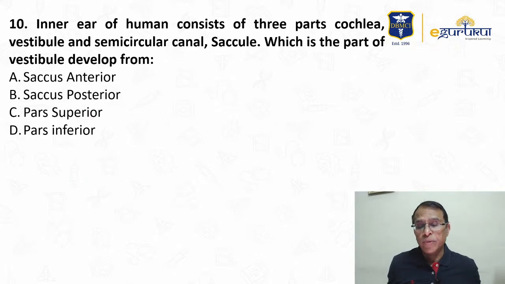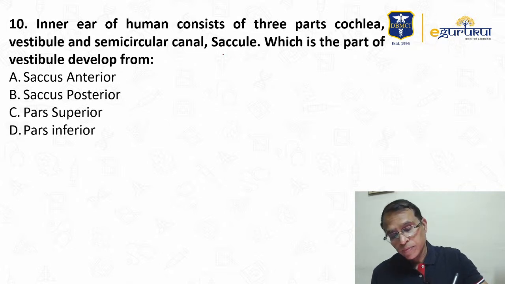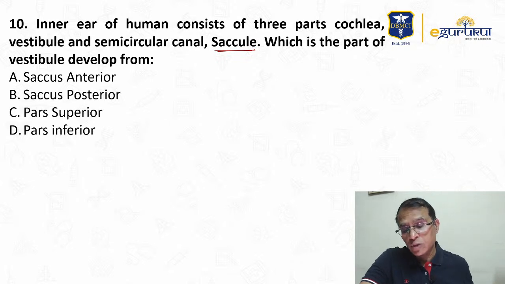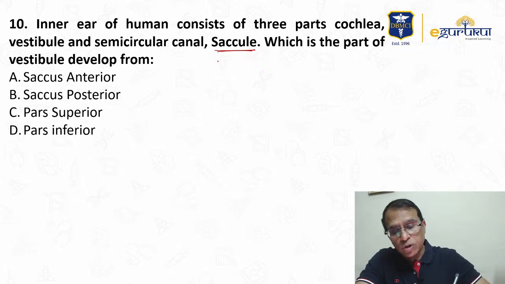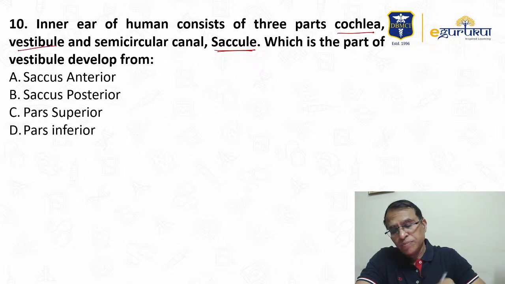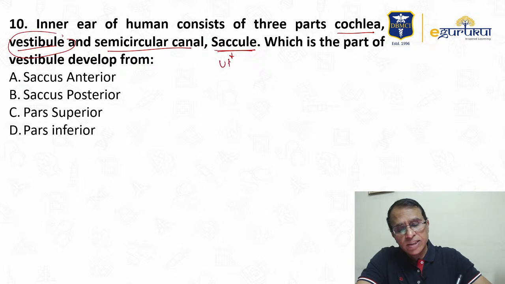The inner ear of a human being consists of 3 parts: cochlea, vestibule, and the semicircular canals. Which part of the vestibule develops the saccule? The question is, they are asking you about the saccule. See, the inner ear consists of cochlea, vestibule, and canals. The vestibule has saccule and utricle, isn't it? They are asking you about the saccule.